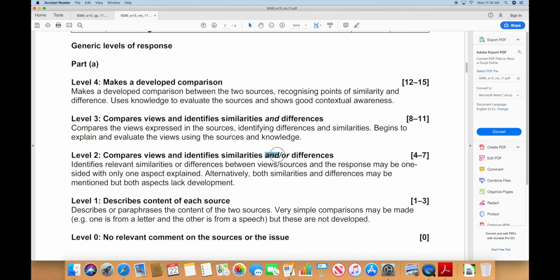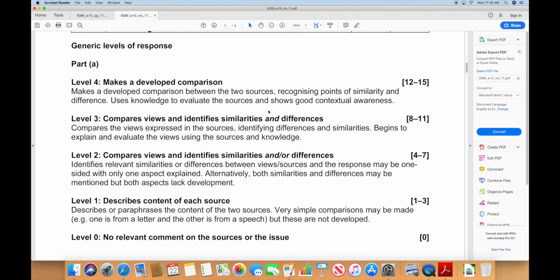So if you do compare the similarities and differences, but you do it extremely weakly and you don't have much development, you can still fall into that level too. However, if you do both and you at least explain why you think that those are similarities and differences, then you should at least fall into the lower level on level 3 and get your passing score for this section of it.